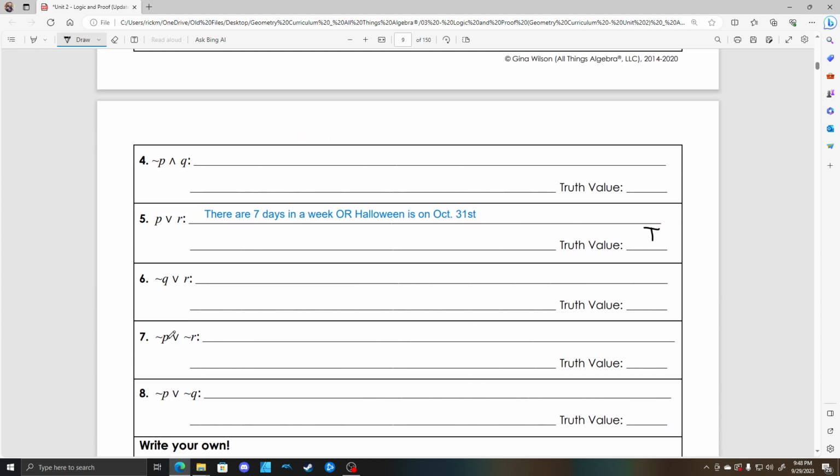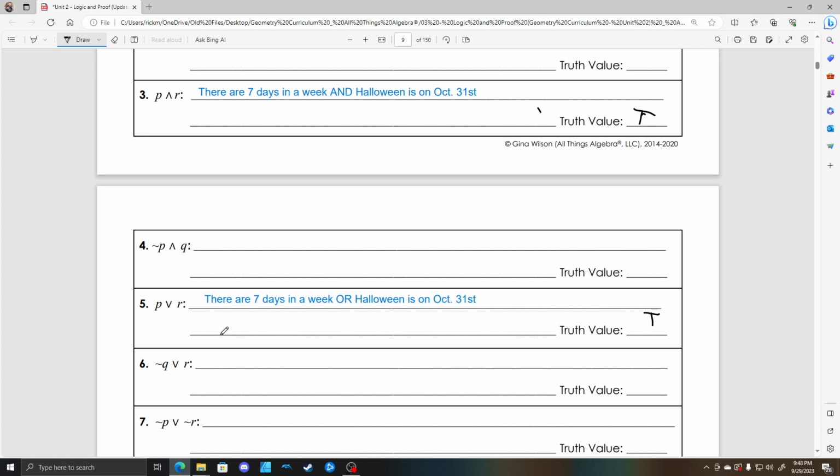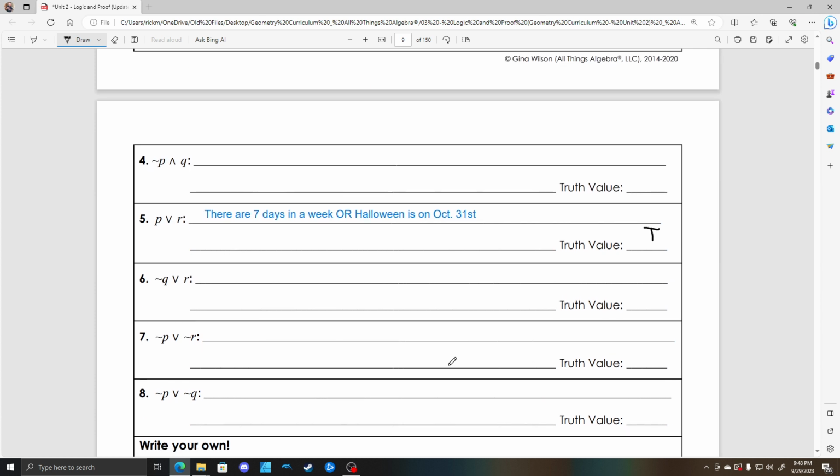So here we're introducing the negation symbol, right? So what this means is that in practice, we're going to take our normal statement, but we're going to imply that it is not that statement this time. So if we have P, which is there are 7 days, and we have R, which is Halloween is on October 31st, then we're going to take the opposite of those statements, and I will show you how to do that. So if P is normally there are 7 days in a week, then the opposite is going to be there are not 7 days in a week.